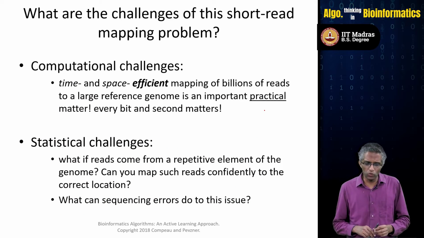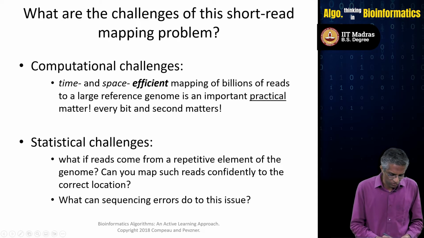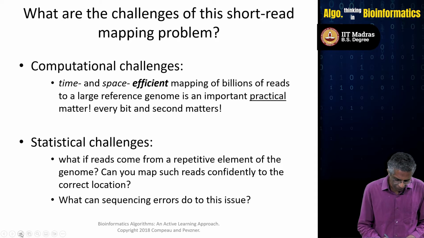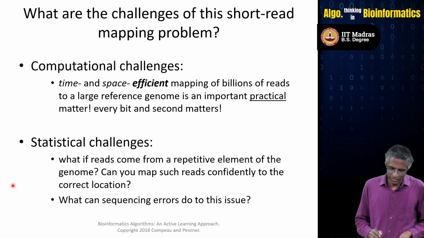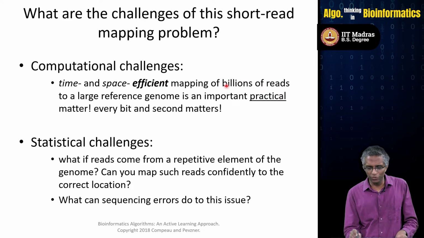And hopefully, when I conveyed the problem in pictures, I have implicitly told you about these challenges in the short read mapping problem. There are two types of challenges. One is computational, right? We want time and space efficient mapping because the number of reads are also in the billions, and the reference genome is also in the billions in length, right?